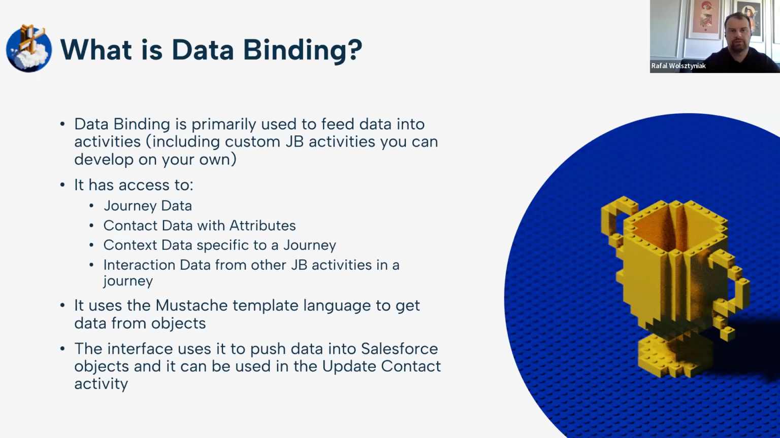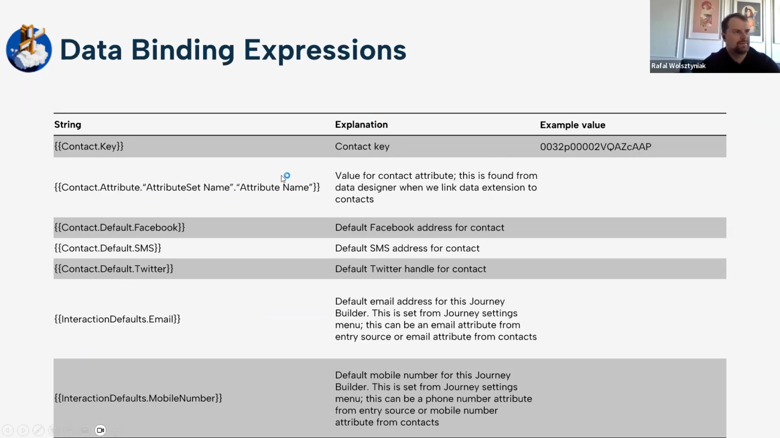So you have the option to select from journey or contact data there, which I will show an example of. But there are multiple data binding expressions that we can use. As you can see, they are using the handlebar syntax. And what should you learn? The most powerful one is the contact key.